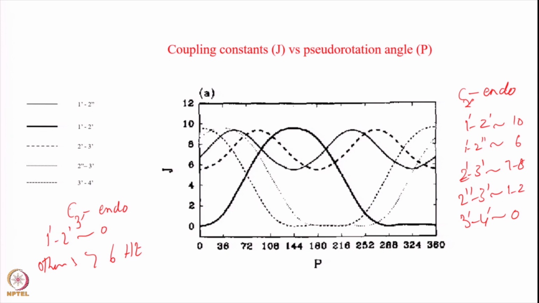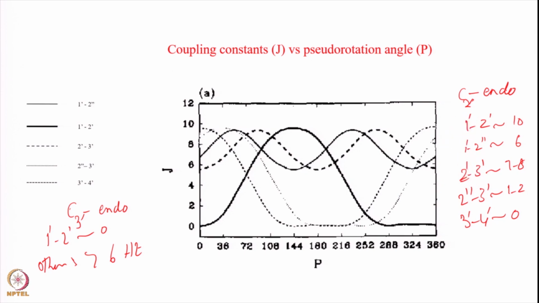What I will not see? What I will not see, I am indicating below, is the 3 prime 4 prime cross peak, which will not be seen because that coupling constant is 0. See, this coupling constant is 0. 3 prime 4 prime is 0, and the 2 double prime 3 prime is also very small, 1 to 2 hertz, therefore you may not see this one also. So what you will see? You will see these 3 couplings, these 3 couplings only will be seen, okay.